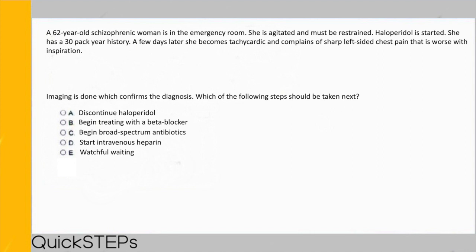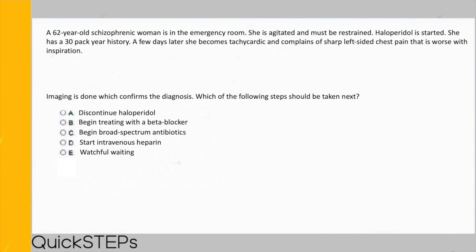Do you want to begin treating with a beta blocker, begin broad-spectrum antibiotics, start IV heparin, or do you want to wait? How did she get the pulmonary embolism in the first place? Well, we have some clues, right? She smokes, which damages the vessel walls, right? That's part of Virchow's triad. Endothelial cell dysfunction or disruption increases the chance for clot to form.